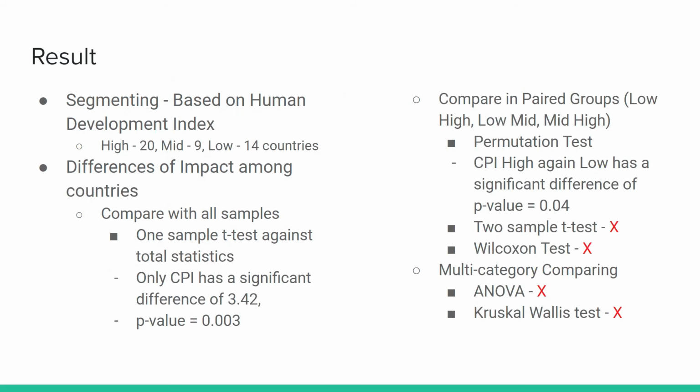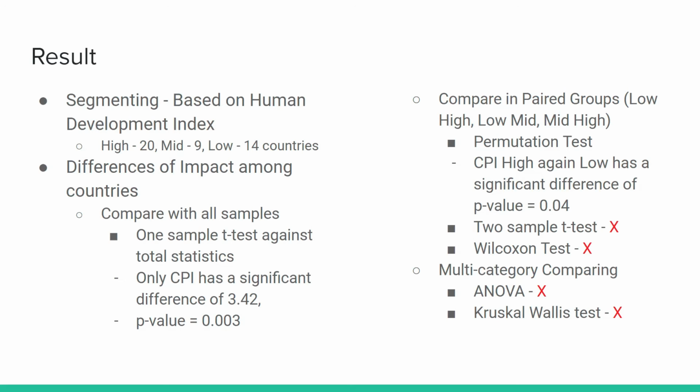As for the results, our one-sample t-test shows that there only exists a significant difference between the change in CPI for countries with a high Human Development Index and the mean change in CPI for all countries, with a test statistic of 3.42 and a p-value of 0.003. For the comparison in paired groups, the two-sample t-test and Wilcoxon rank sum test show that there are no significant differences between the mean change among different groups in all economic indicators. And the permutation test shows that there is a significant difference in the mean change in CPI between the high group and the low group.